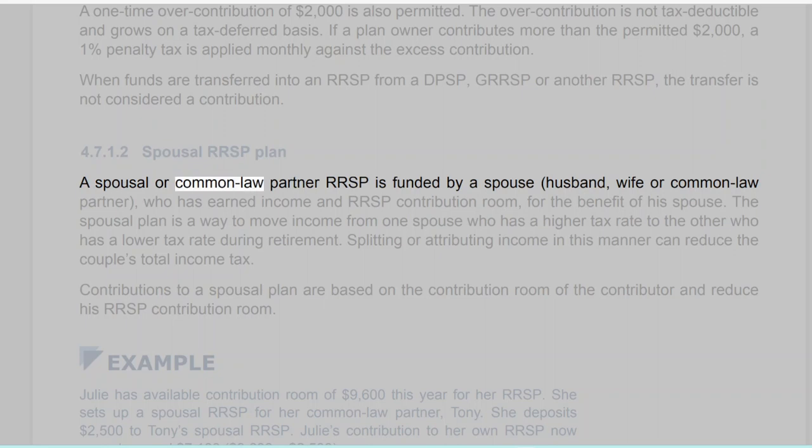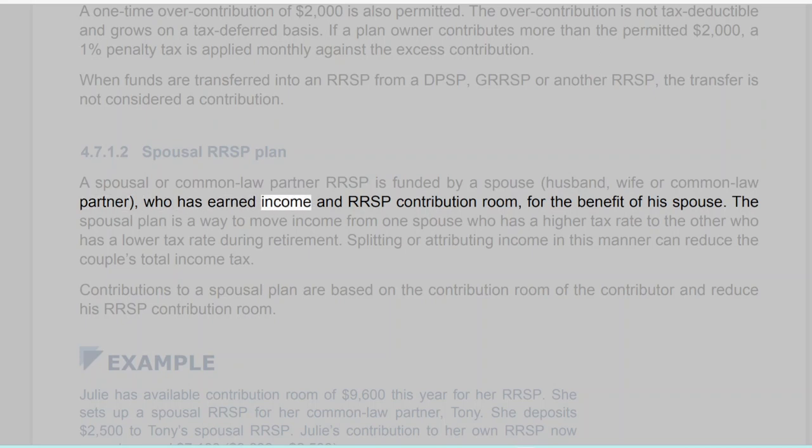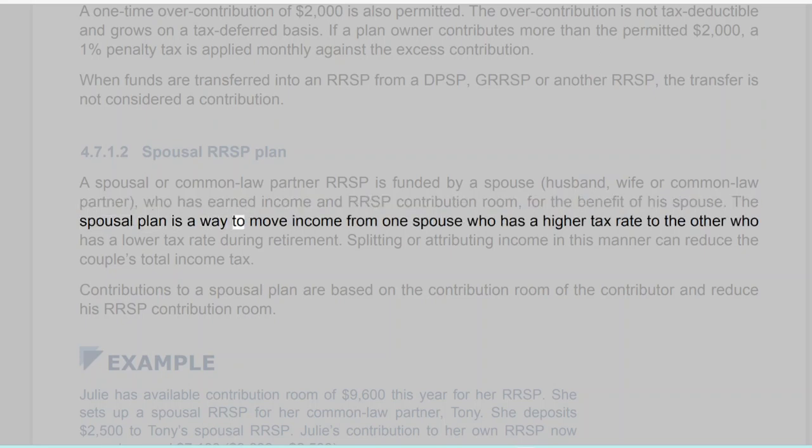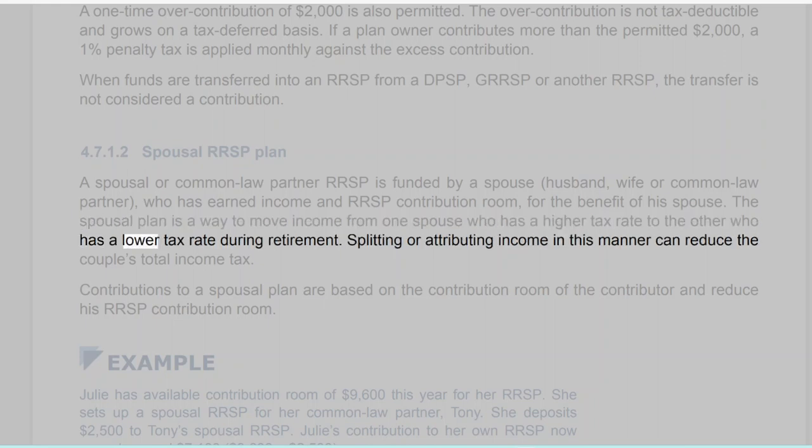4.7.1.2 Spousal RRSP Plan. A spousal or common law partner RRSP is funded by a spouse, husband, wife, or common law partner who has earned income and RRSP contribution room for the benefit of his spouse. The spousal plan is a way to move income from one spouse who has a higher tax rate to the other who has a lower tax rate during retirement. Splitting or attributing income in this manner can reduce the couple's total income tax.